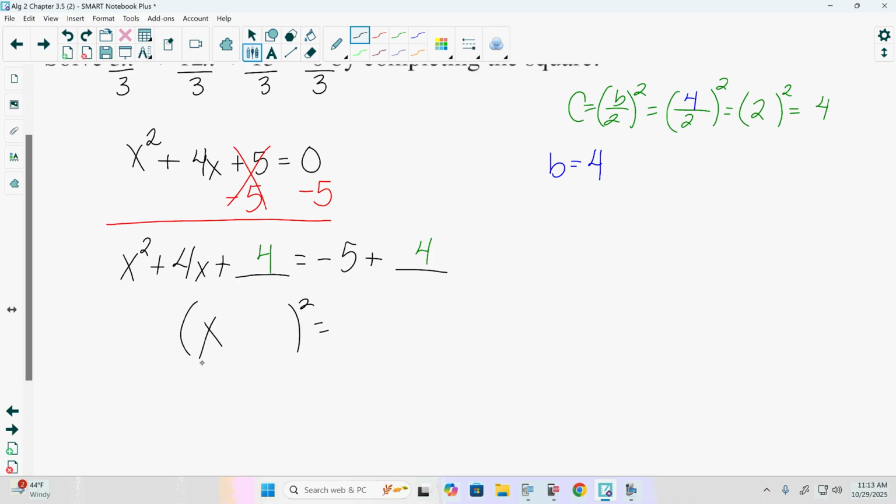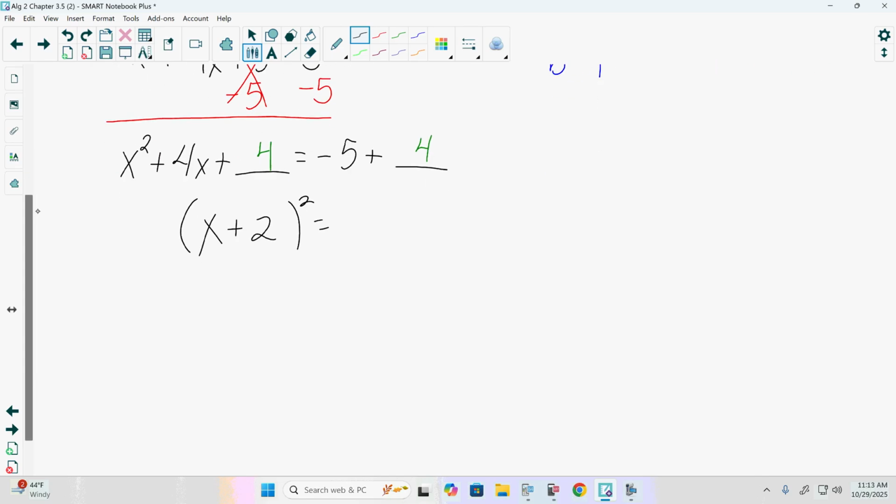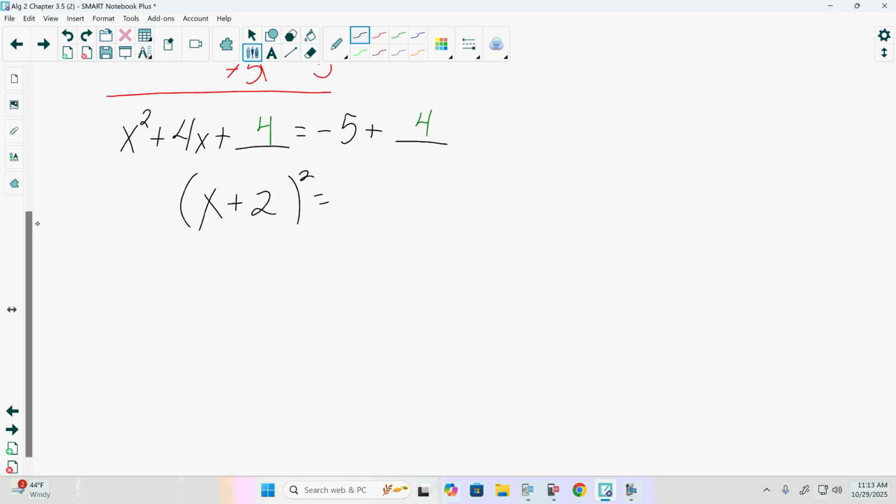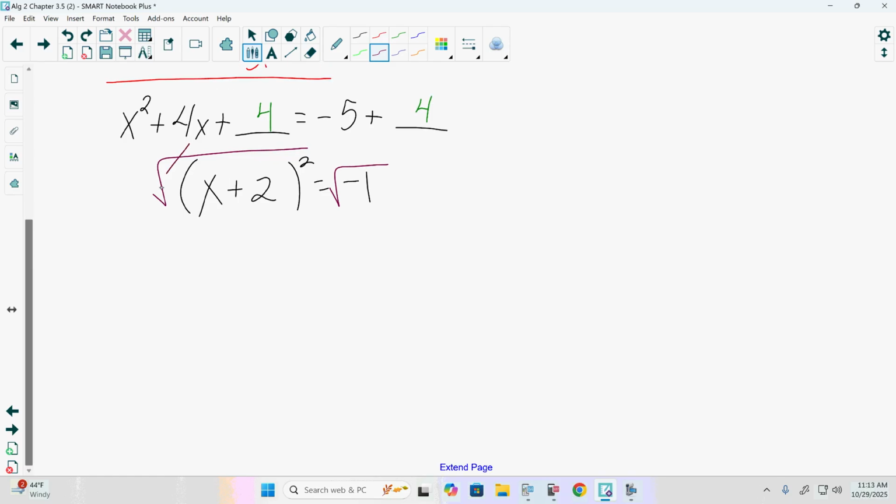Our set of parentheses squared with x plus 2, and on the right-hand side, we have negative 5 plus 4, which is negative 1. Questions on this here before we start solving? We already factored. We need to square root both sides. The left-hand side is nice. Square root and square would cancel, giving us x plus 2 is equal to plus or minus.